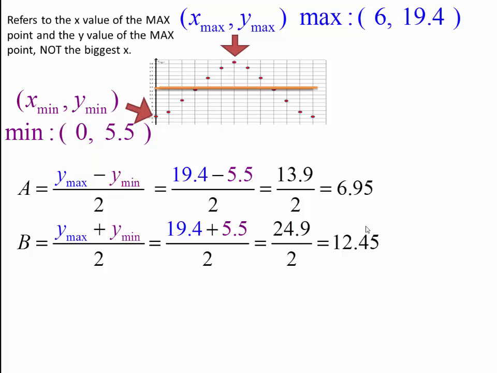There's also a moment for discussion. Take this now, talk to your groups. What does it mean that this has moved up to 12.45? In real life terms, what does that describe? In real life terms, what does the 6.95 as A describe? Take a moment to discuss and pause the movie.